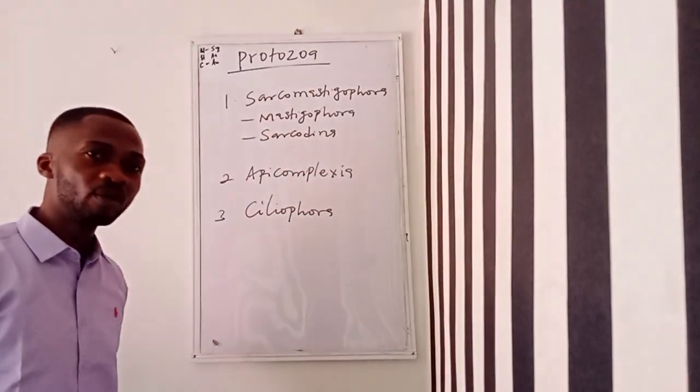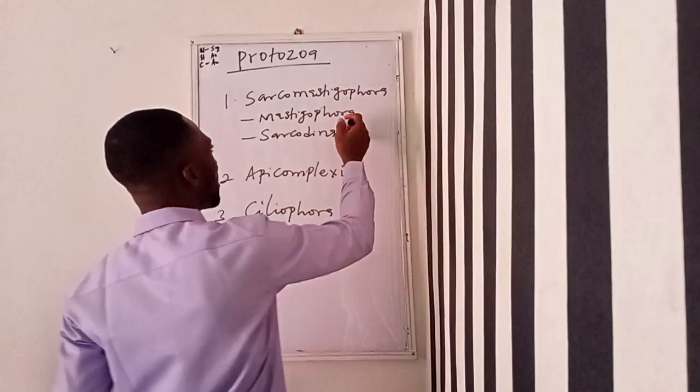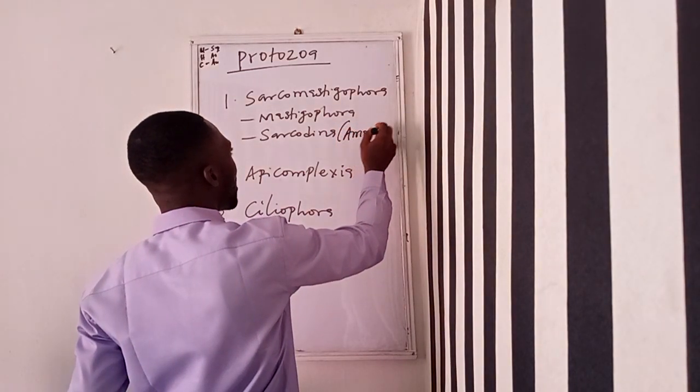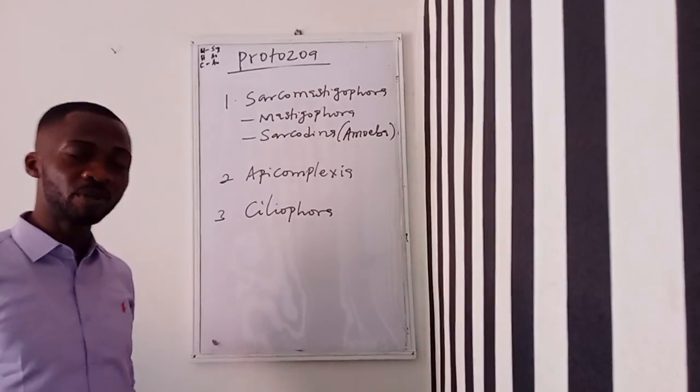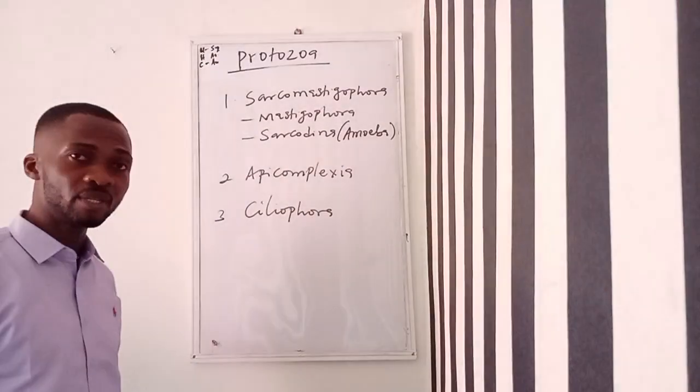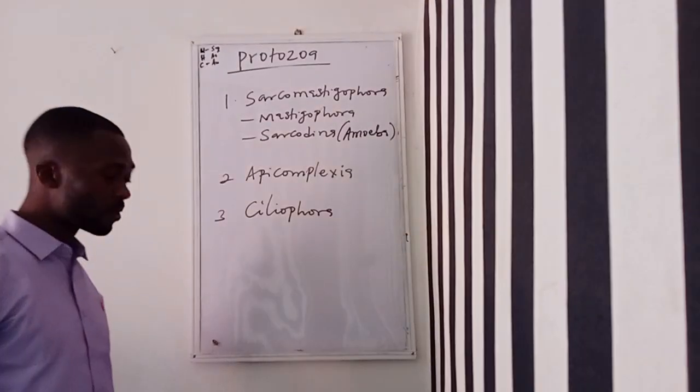Then Sarcodina. Sarcodina means amoeba. Another name for Sarcodina is amoeba. We have the parasitic one, Entamoeba histolytica. Then the free living one is Amoeba proteus. Then Epicomplexia.